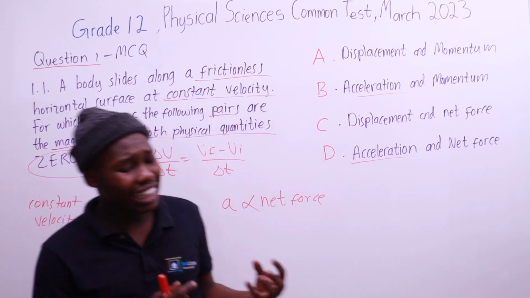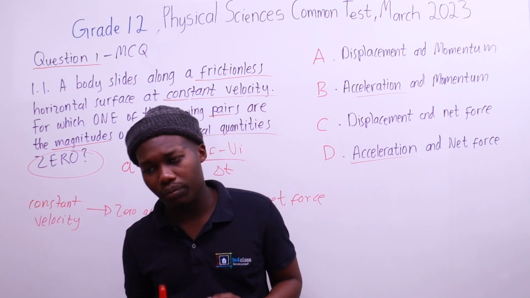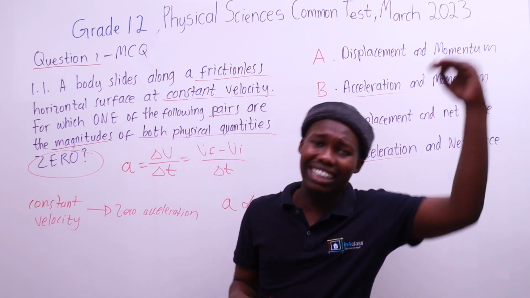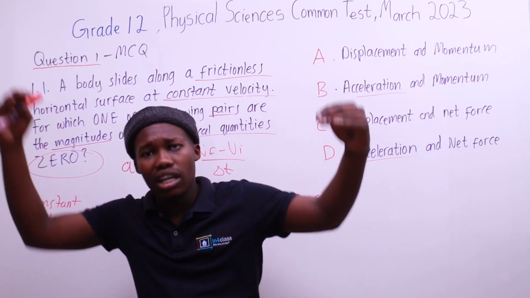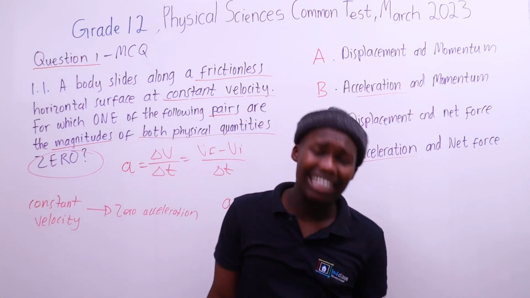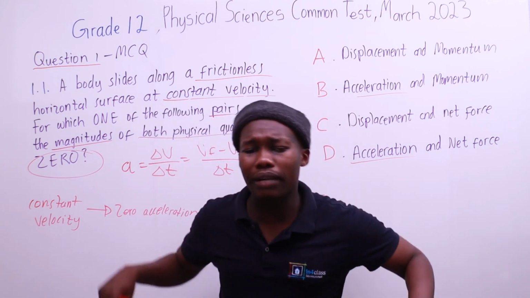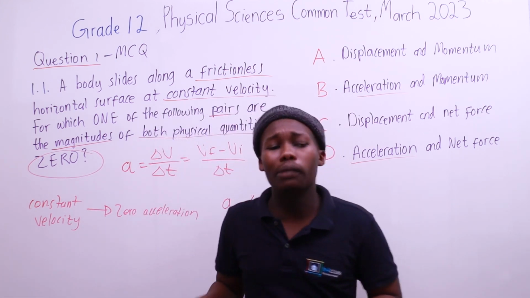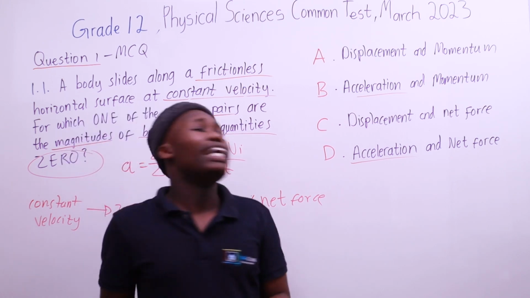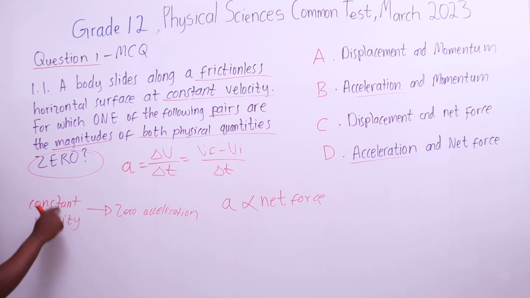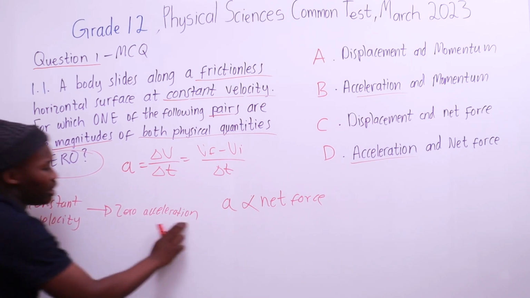Do you know what direct proportion tells you? You have two quantities. When one quantity increases, the other will increase. When one quantity decreases, the other will decrease. When one quantity is multiplied by 2, the other will also be multiplied by 2. So, it was decreased to 0. Because of constant velocity, we now have 0 acceleration.